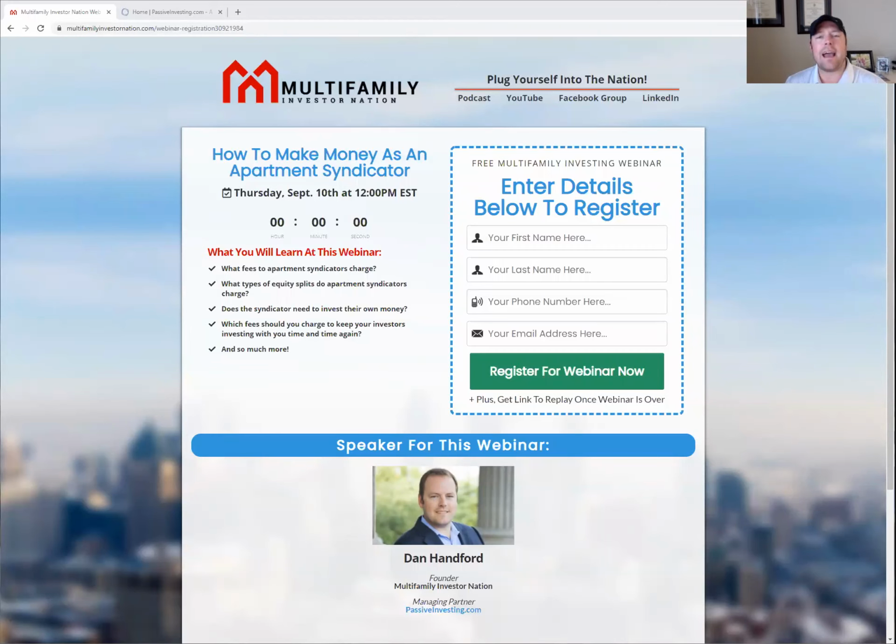Another fee is the asset management fee. Now, the asset management fee is an ongoing annual fee that is usually paid out monthly, and it is typically based off of the prior month's overall collections, the gross income off the property. And that fee is paid to the operator to be able to maintain the asset, to be able to manage the asset on an ongoing basis.